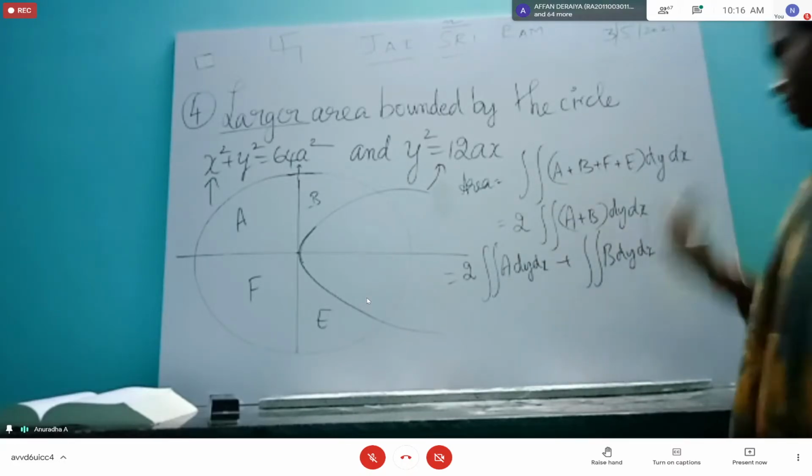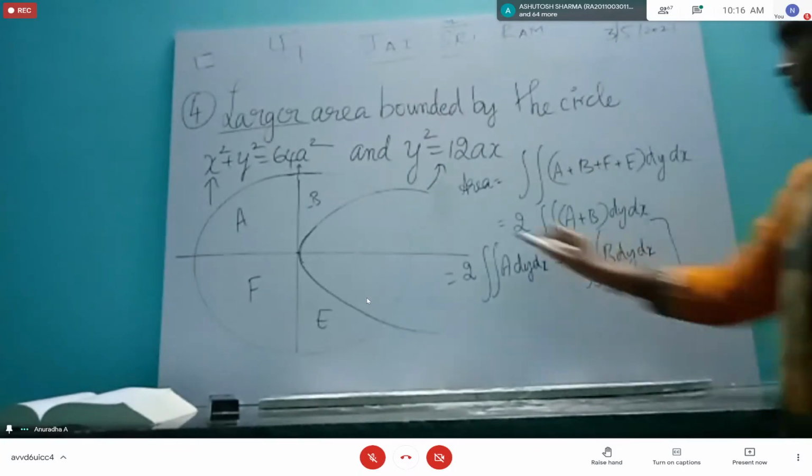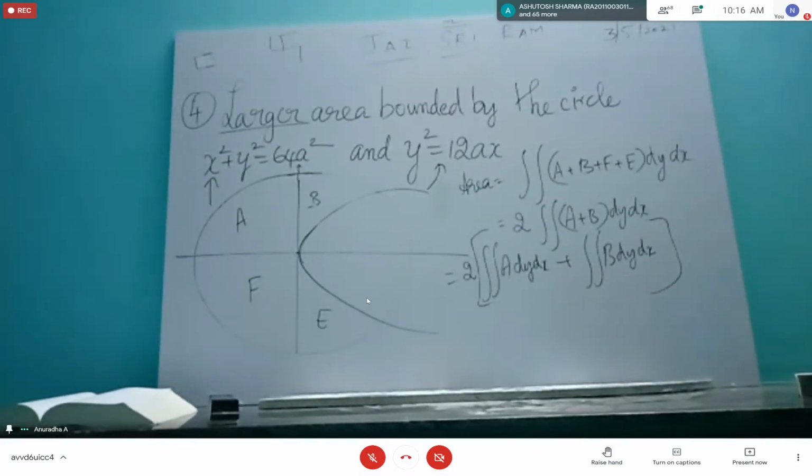Any doubts so far? Please say me. Because limits is going to get different. It's going to get a little bit to the next standard. Now we'll see how to fix the limits.